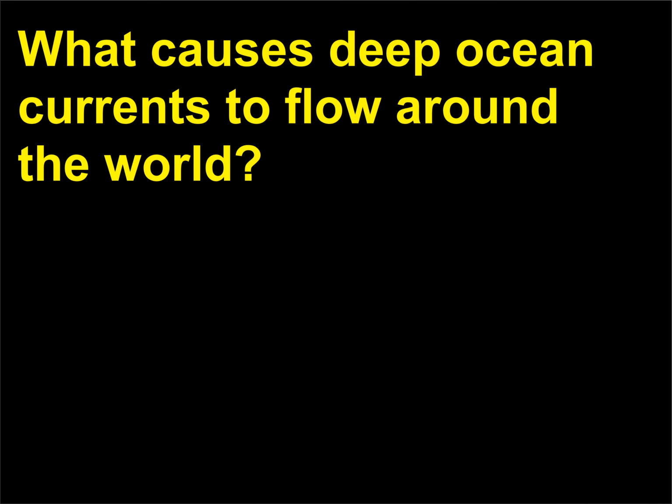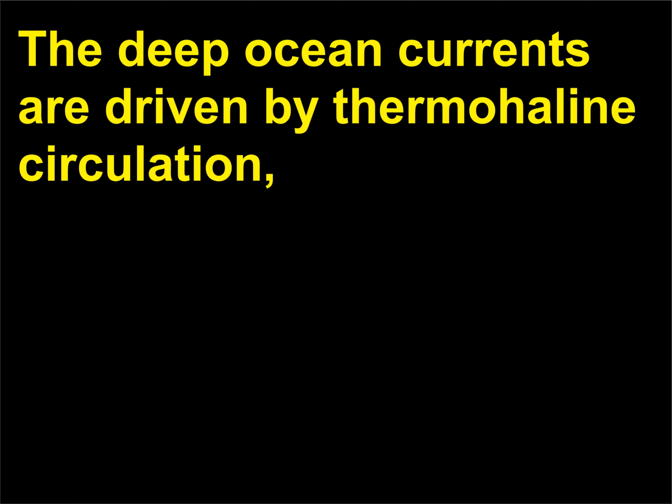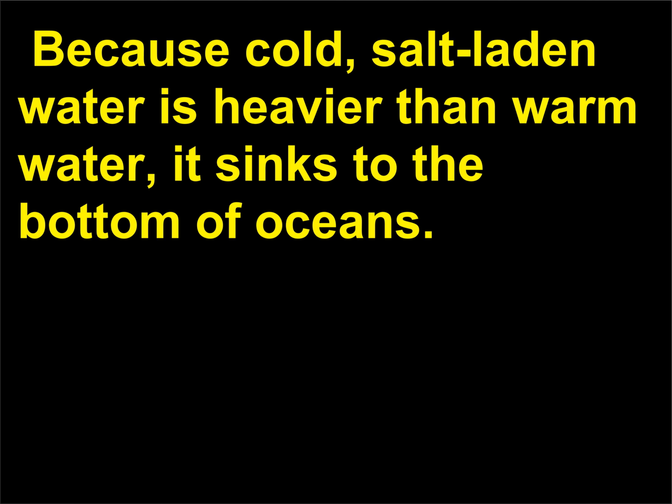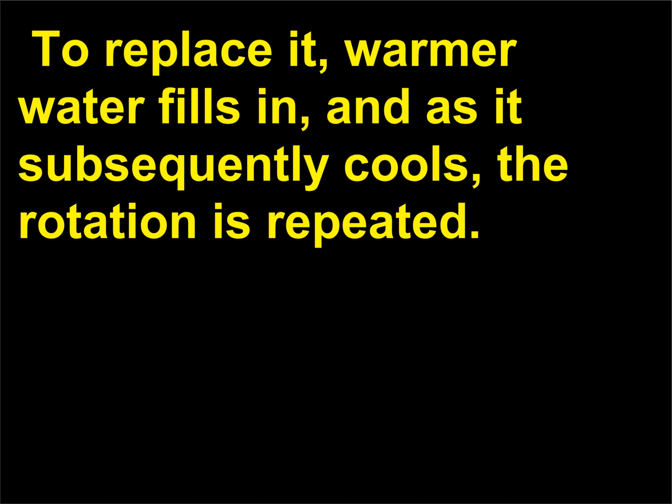What causes deep ocean currents to flow around the world? The deep ocean currents are driven by thermohaline circulation, which is movement caused by differences in the temperature and salinity content of the water. Because cold, salt-laden water is heavier than warm water, it sinks to the bottom of oceans. To replace it, warmer water fills in, and as it subsequently cools, the rotation is repeated.